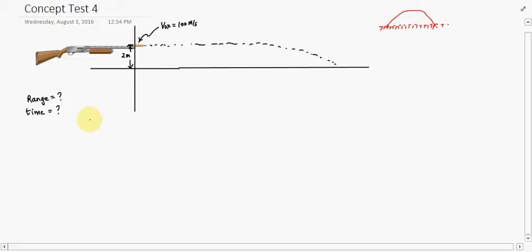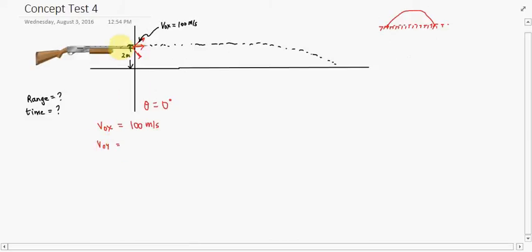So in this instance, the angle of release is 0. It's not being projected up, it's not being projected down, it is level, straight ahead. So your angle is just 0 degrees. You have the initial velocity in the x direction, which is 100 meters per second. What is the initial velocity in the y direction?